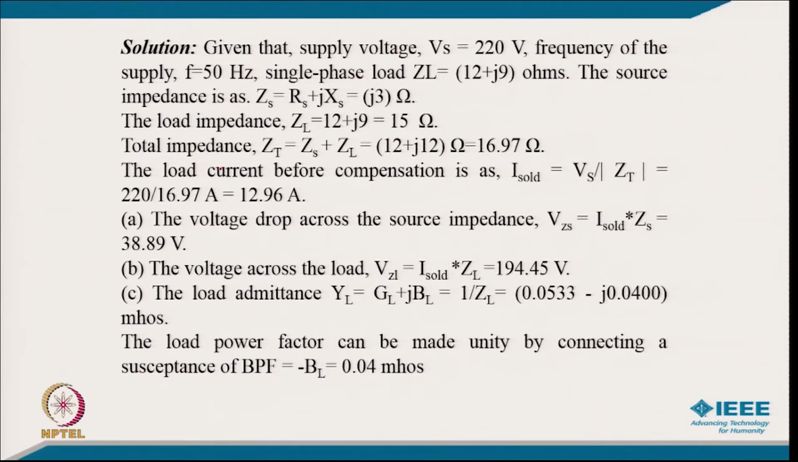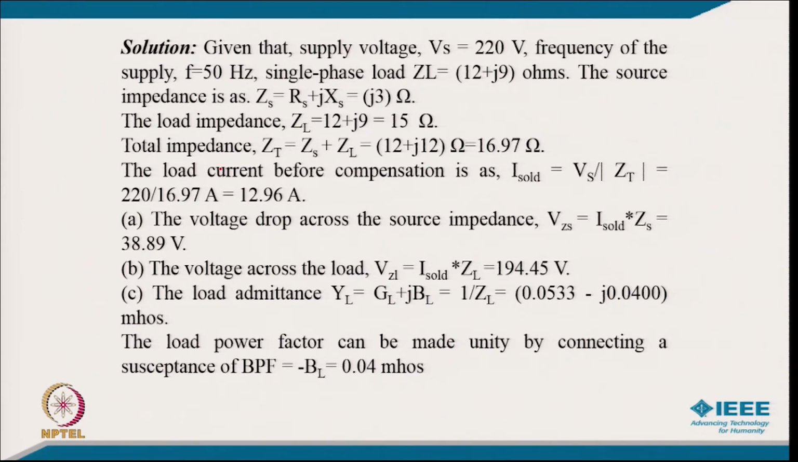So, you can find out the total impedance, that is ZS plus ZL, and you can add in that typically of J3 only. So, it becomes 12 plus J12, the total impedance of the circuit including the source impedance, and the value comes around 16.97. So, now the load current before the compensation, that is we call it as IS old, supply current before the compensation, Vs upon ZT, total impedance of the circuit, 220 divided by 16.697, that comes 12.96 ampere.